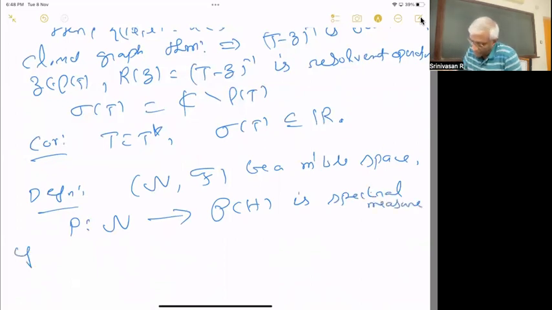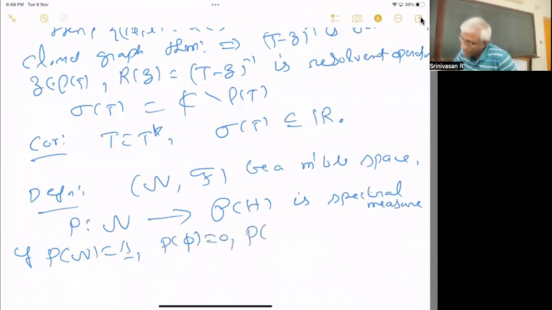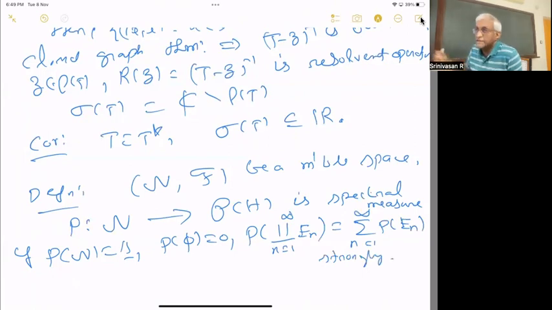It is a spectral measure if P of whole omega is 1, P of the empty set is 0, and P of a disjoint union, that is, E_n intersection E_m is empty if n is not equal to m, of the union for n equal to 1 to infinity, equals the summation n equal to 1 to infinity of P of E_n. The P of E_n's are projections. So this is an infinite series, and it should converge in the strong sense.